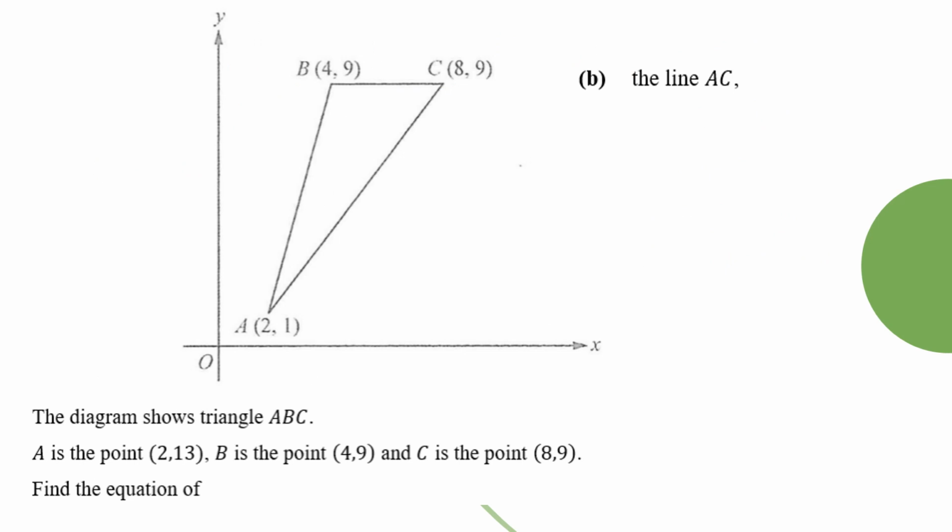Okay, so for this question, part B, maybe it's easier than part A for some of you, because there's something you can find: the gradient. It's not a horizontal line or a vertical line, so you can find the gradient. We want to find the equation of the line AC. First things first, let's label the points as x1, y1, x2, y2. Alright, so let's find the gradient.